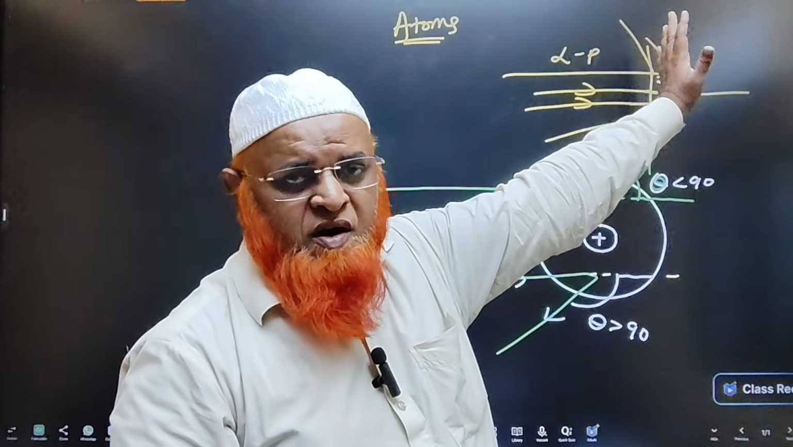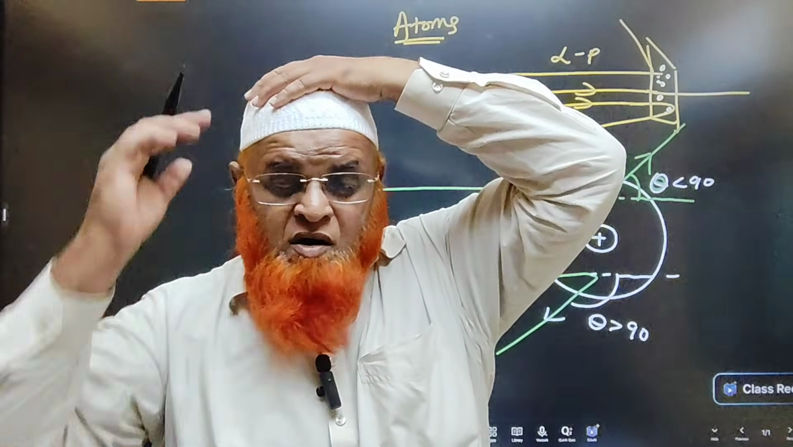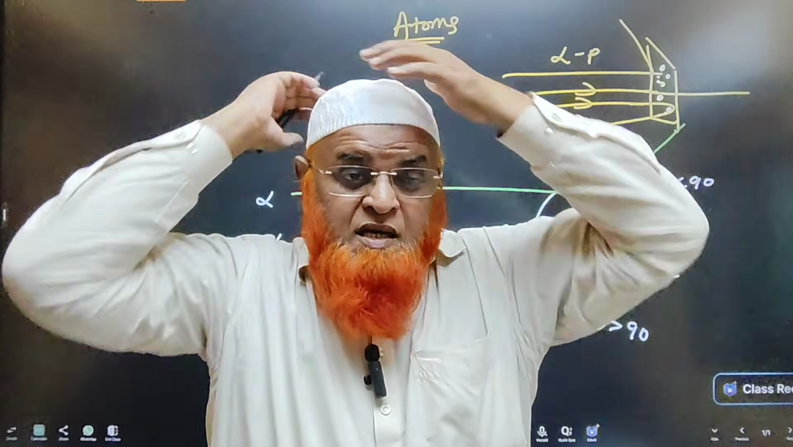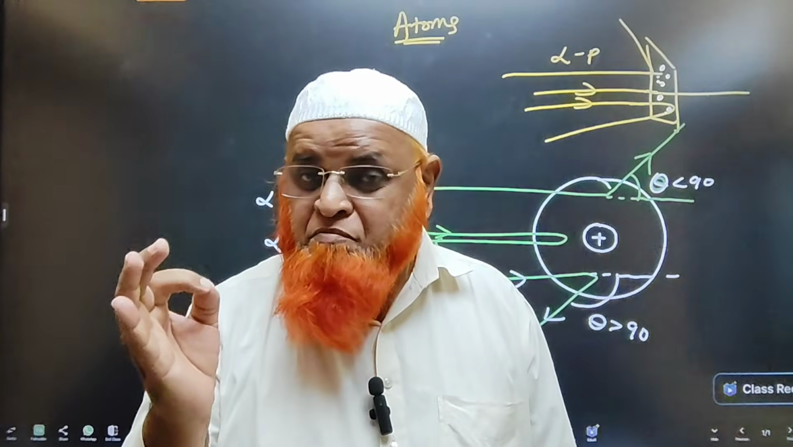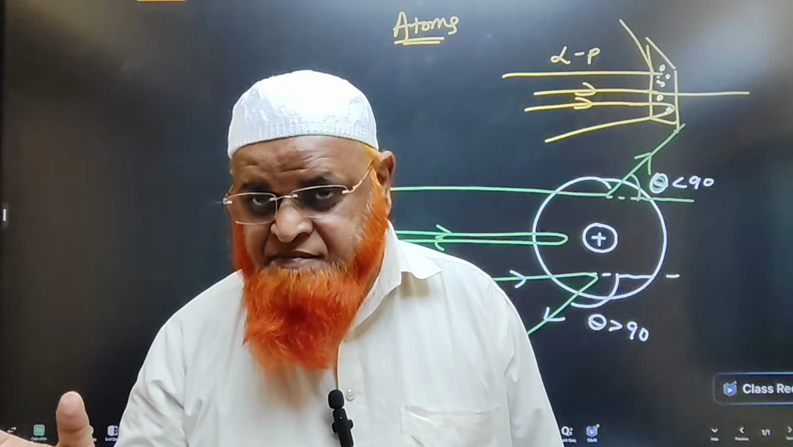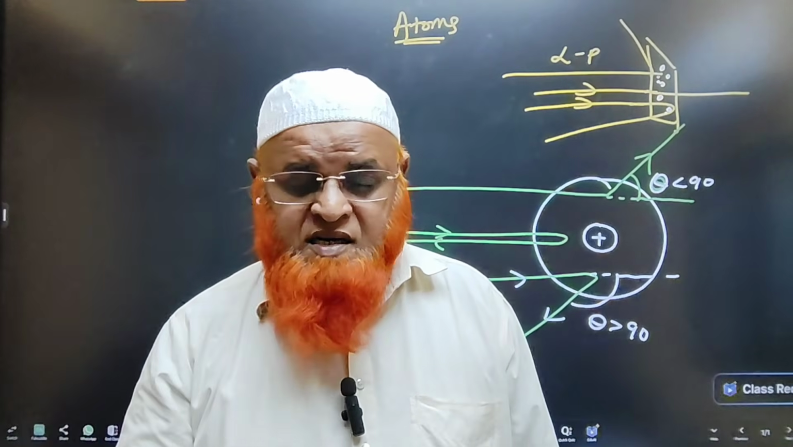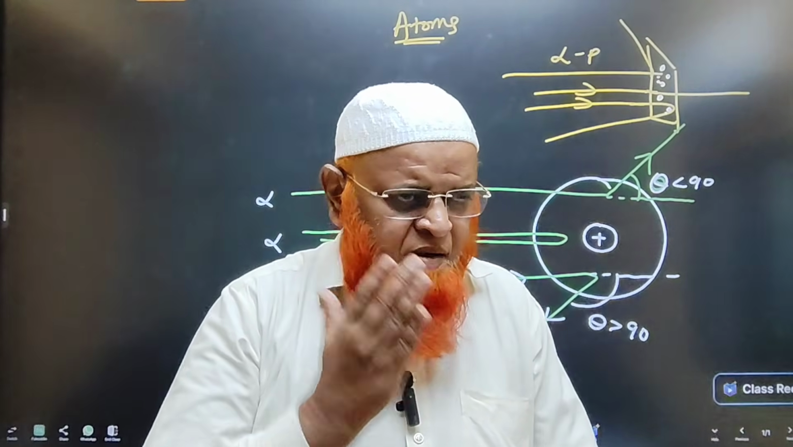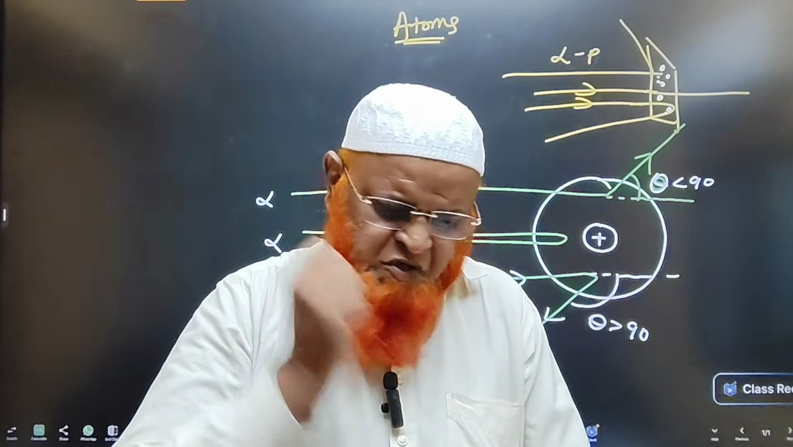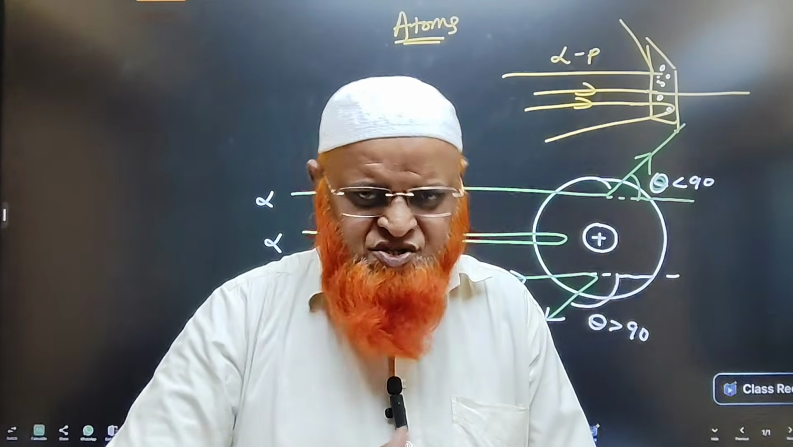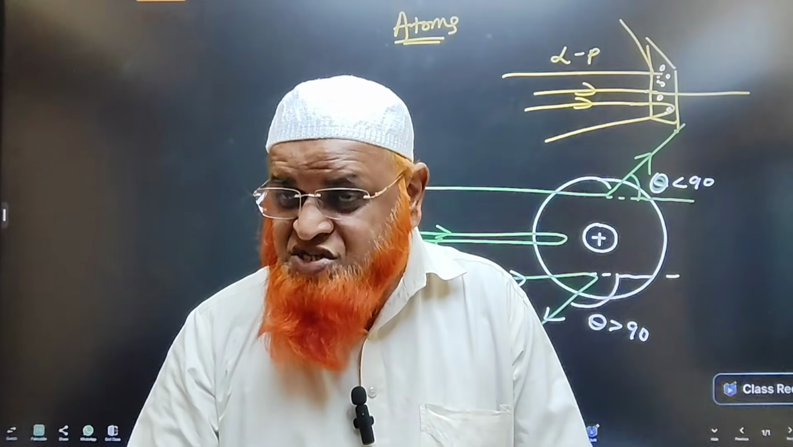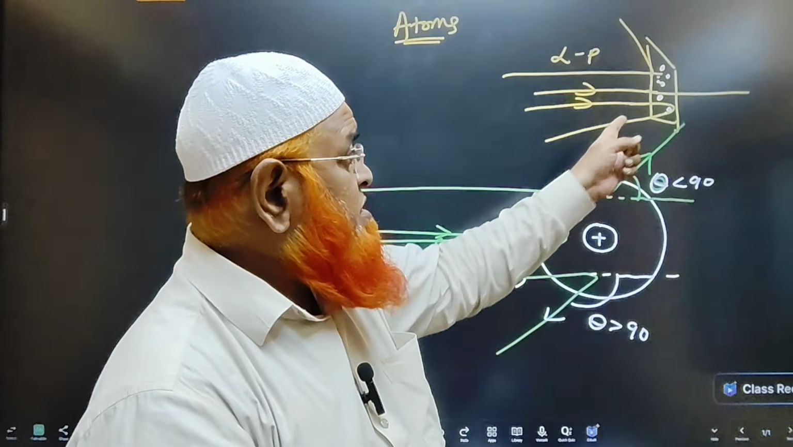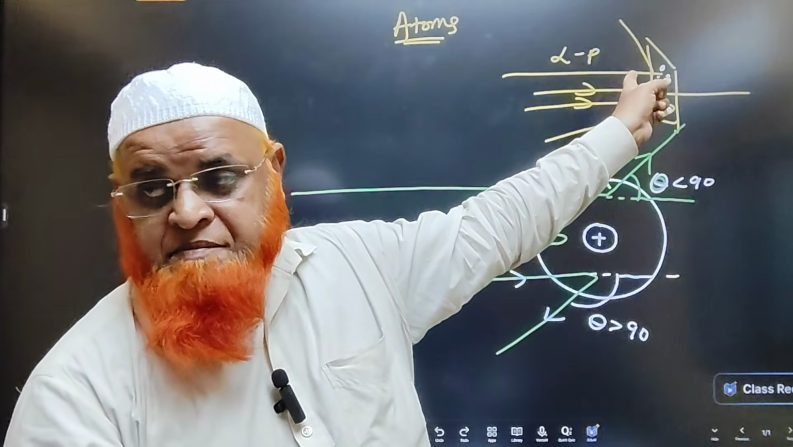So this is the gold foil. Why do we consider only gold foil? Why not another metal? See, gold is such a metal which is malleable and ductile. Malleable means what? It can be made into thin sheets. Because the thinner the sheet, the better will be the scattering.